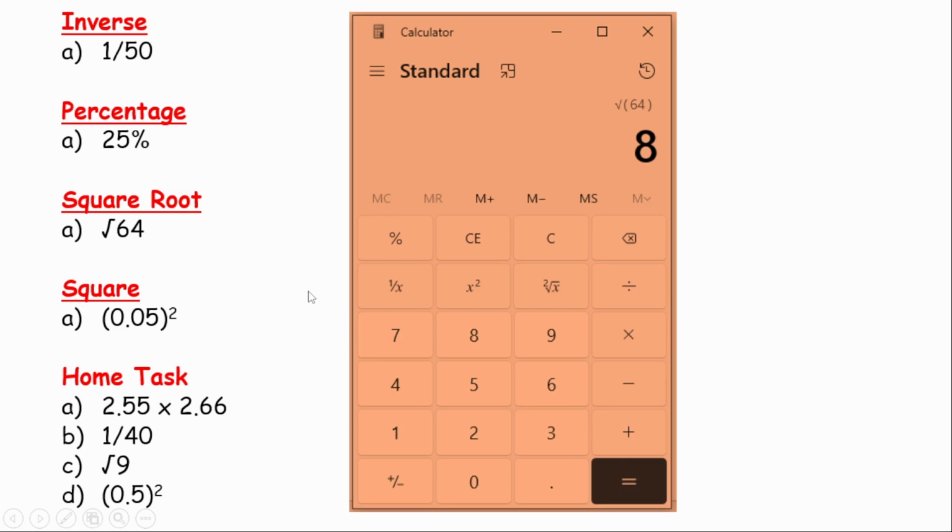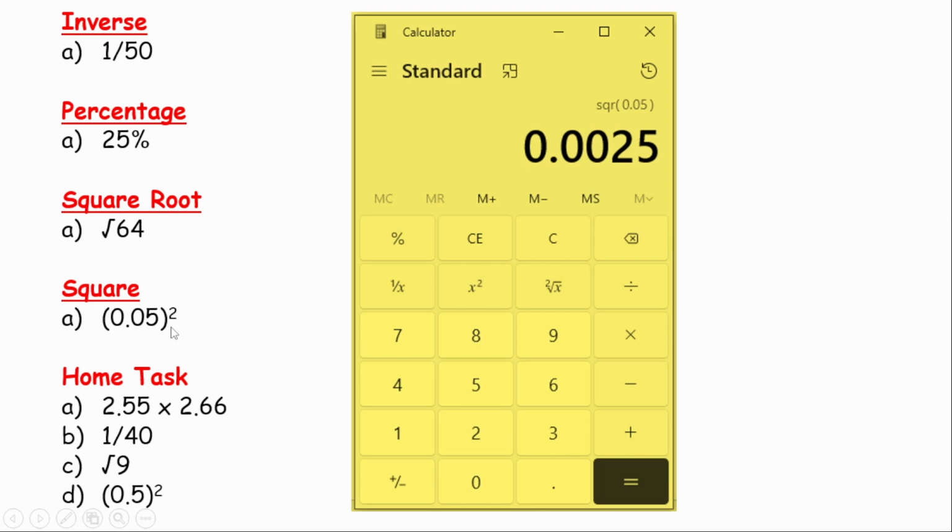Now let's go to the next one, the square operation. Let's say you want to find the square of a number, or that number multiplied by itself. All you have to do is first type 0.05, then you press this operator squared, and you get the final answer as 0.0025. Our final answer.